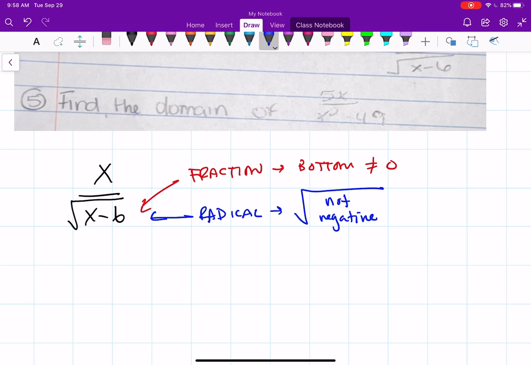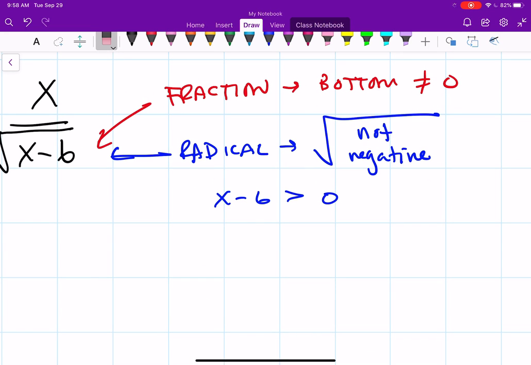So when I look at those two, the radical part says that whatever's inside has to be greater than or equal to 0, because I can take the square root of 0. But because of the fraction, I actually have to take away the equal part. Because if it was equal to 0, I can take the square root of 0, but it's a 0 in the denominator, so it's no good. So essentially, I have to solve x is greater than 6. So now this tells me my domain is from 6 and beyond to infinity. So that would be my domain.